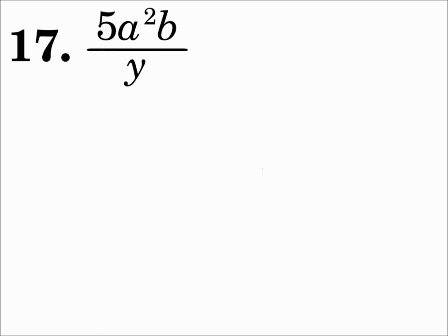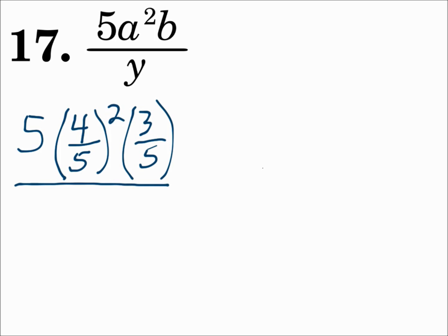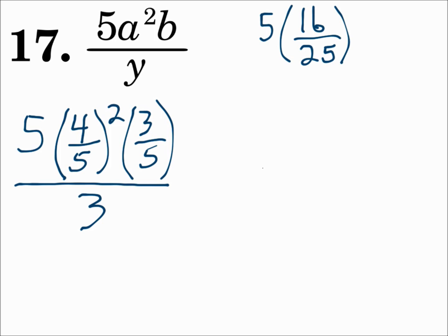For number 17, start by substituting in the values. A is 4/5, B is 3/5, and Y is 3. We have a fraction bar, so let's do the numerator first. On the numerator, we do have an exponent there, so let's square the 4/5. When you square a fraction, square the numerator and the denominator, so that becomes 16 over 25, because 4 squared is 16 and 5 squared is 25.